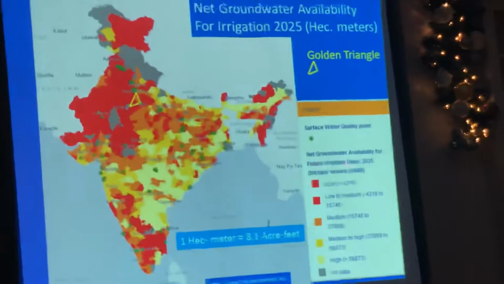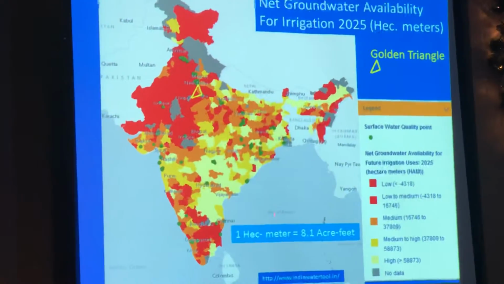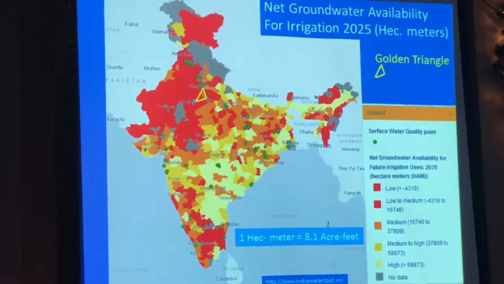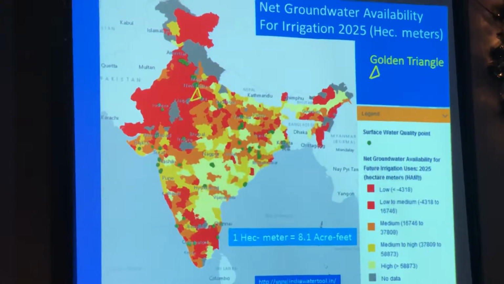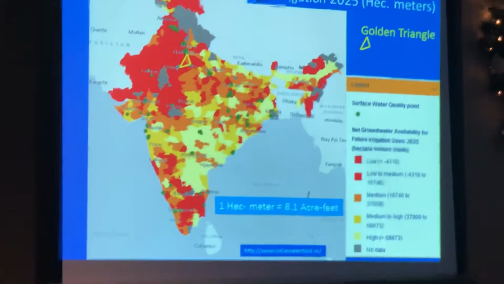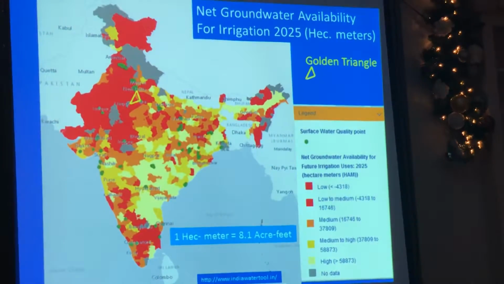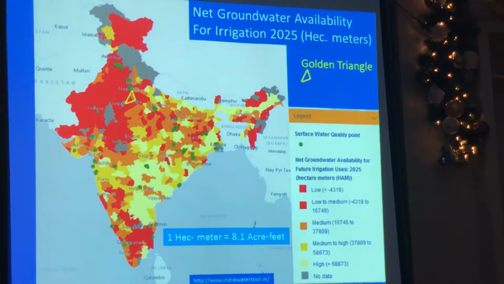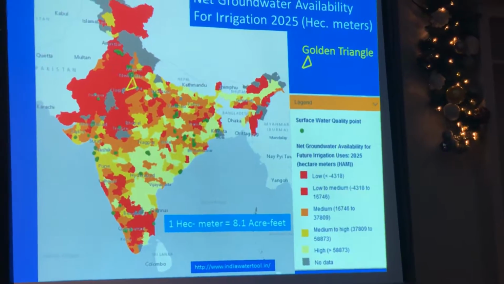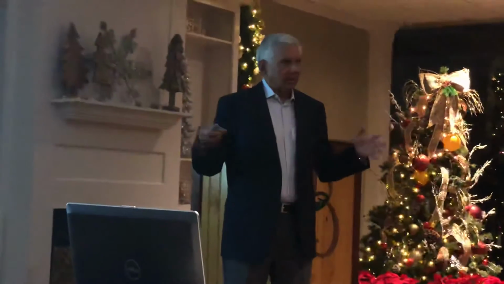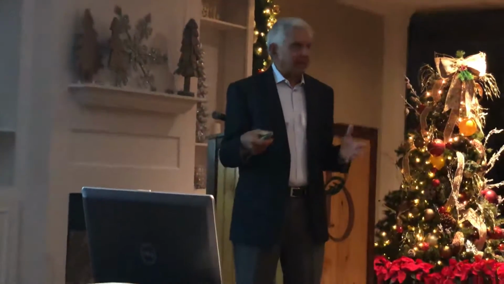So we'll look at a little bit here, but this is hectare meter. Again, a lot of us are used to acre feet. And what they do is this groundwater availability for irrigation. Actually, there is a lot of work that has been done, so it's not like people are not aware of it. There are water tools that are available. You can go on those sites. There is a whole water resources ministry. They just recently, in 2012, prepared a national water plan.